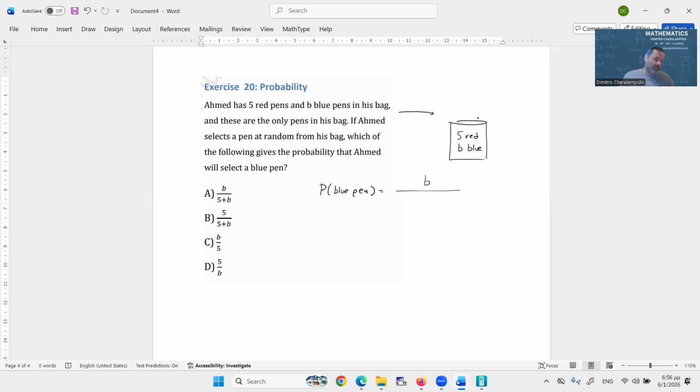Since he has 5 red and B blue pens, then overall he has 5 plus B. So 5 plus B, and we need B out of these 5 plus B. And this makes, let's see, A the right answer for this exercise.